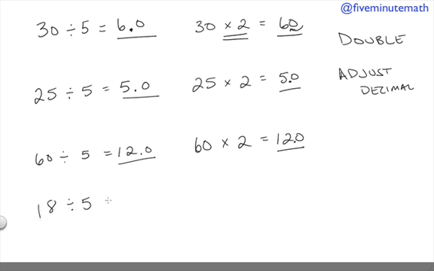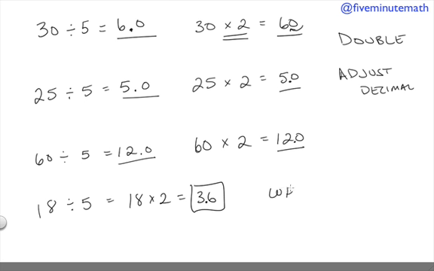Let's look at one that doesn't divide evenly. 18 divided by 5. First step is to double it, so 18 times 2 is 36. And then we've got to adjust the decimal. In this case, it will always be 1 to the left for dividing by 5. And here we have 3.6. So that 3.6 is our final answer of 18 divided by 5.